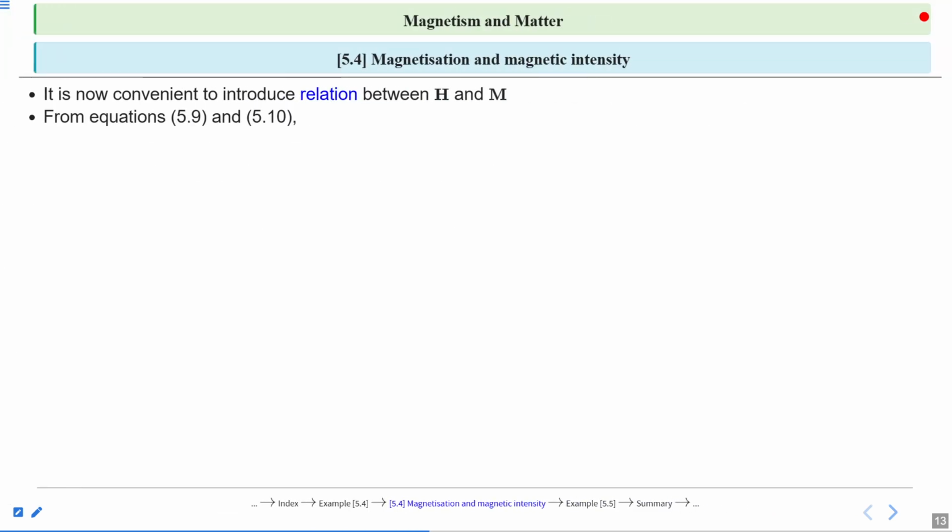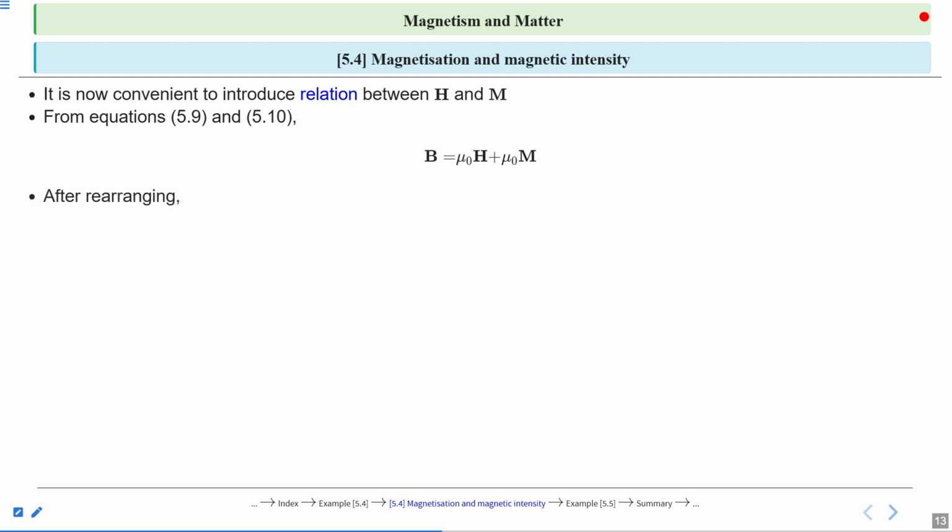It is now convenient to introduce the relation between H and M. So we can derive the relation between H and M now. From equations 5.9 and 5.10, B is equal to mu naught H plus mu naught M. What was the formula? B was equal to B naught plus Bm. So what is B naught? Mu naught H. What is Bm? Mu naught M.